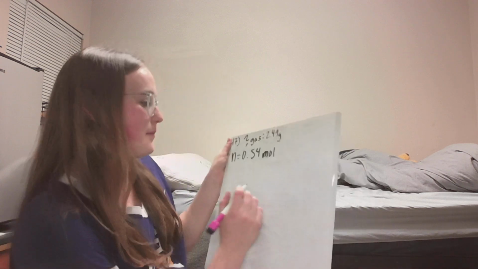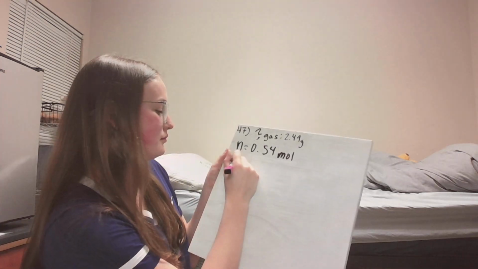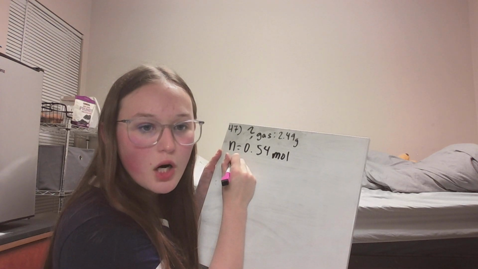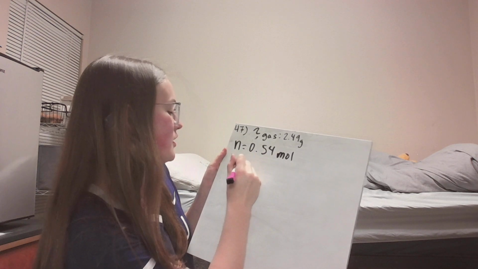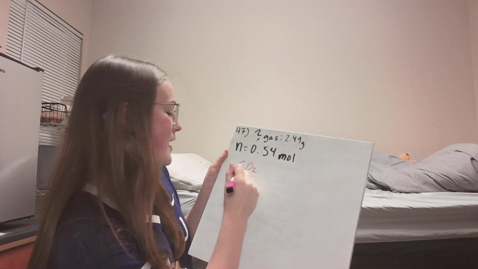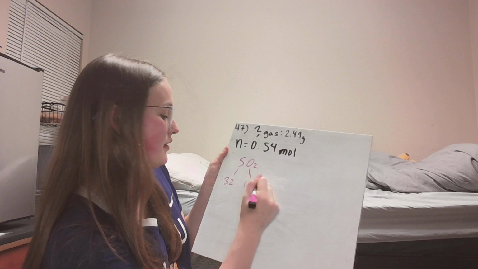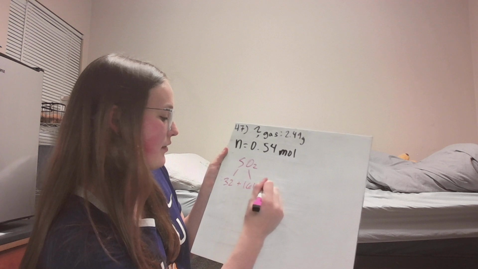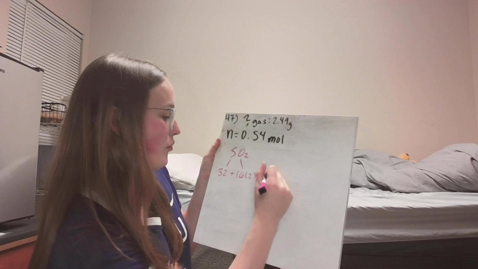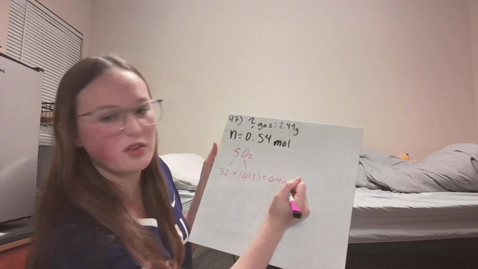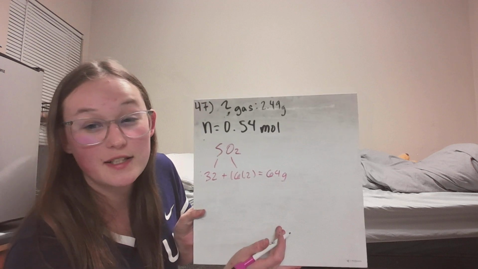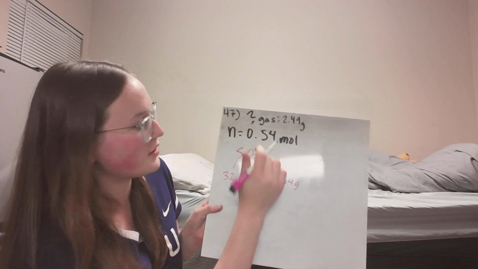So our first gas is going to be SO4, no, SO2. So S is 32, O is 16 times 2. I'm going to add these together, and this is going to equal 64 grams around. We don't really need to worry about the specifics. We just need to get it in the ballpark of this.